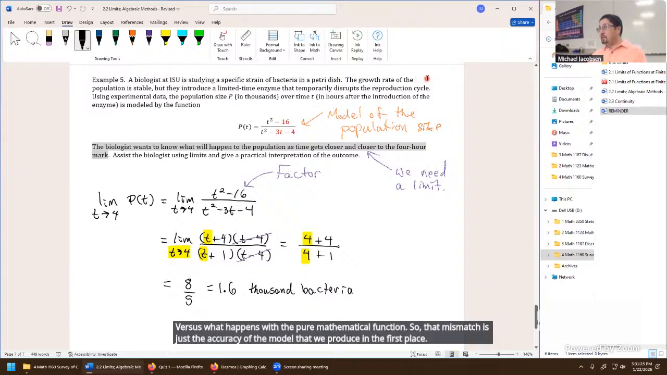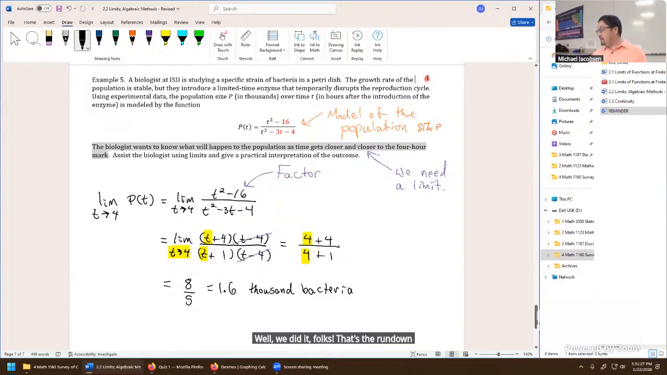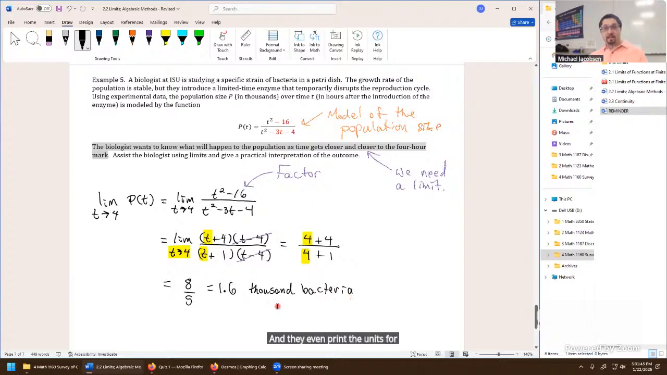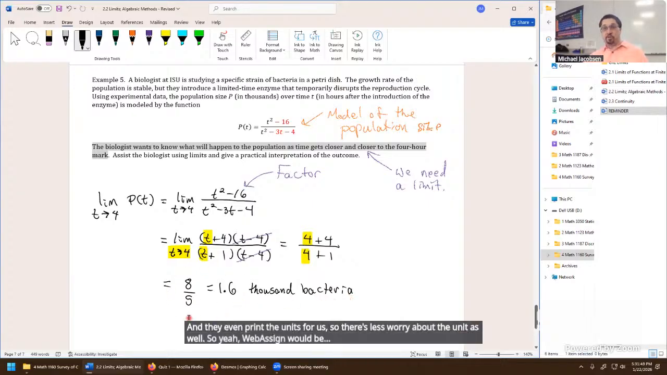Well, we did it, folks. That's the rundown of doing limits so far. Any questions or comments at the moment? Yeah. For a question like this, to be in the fraction, it does. I think WebAssign is actually pretty forgiving with the number type. It usually accepts both for these kinds of problems. And they even print the units for us, so there's less worry about the unit as well. So yeah, WebAssign would be accepting both.